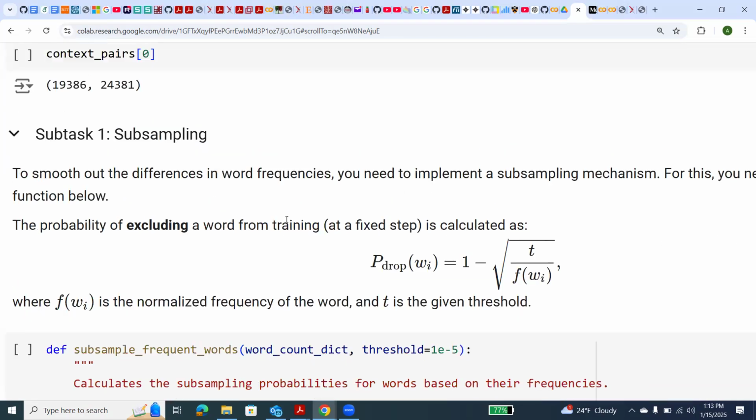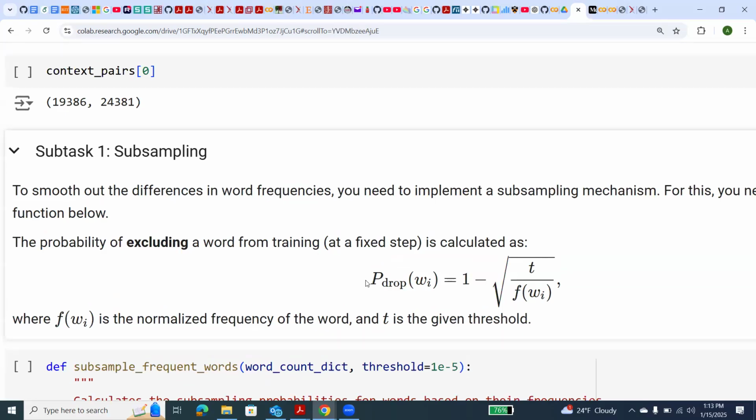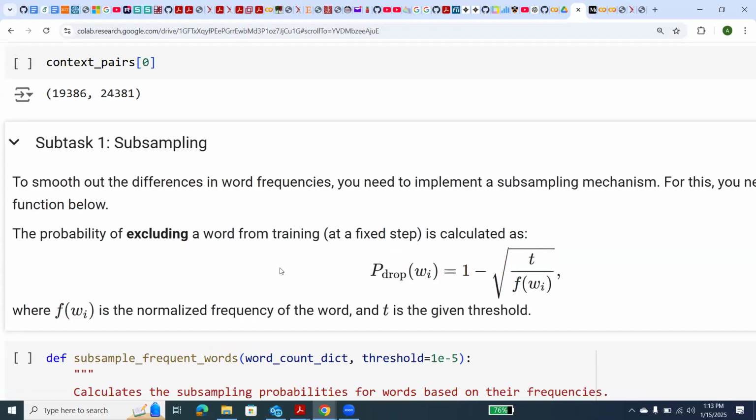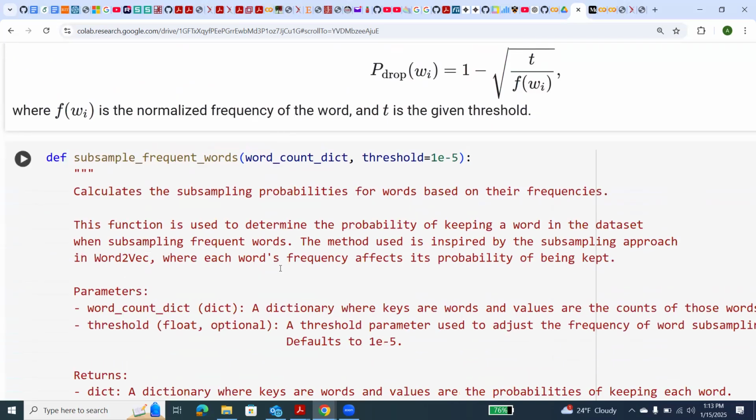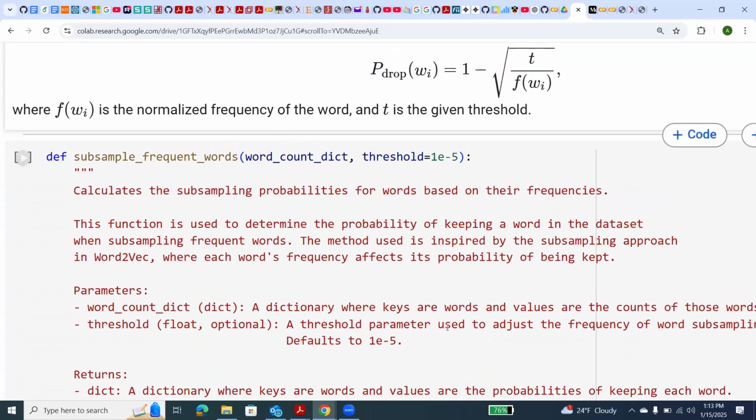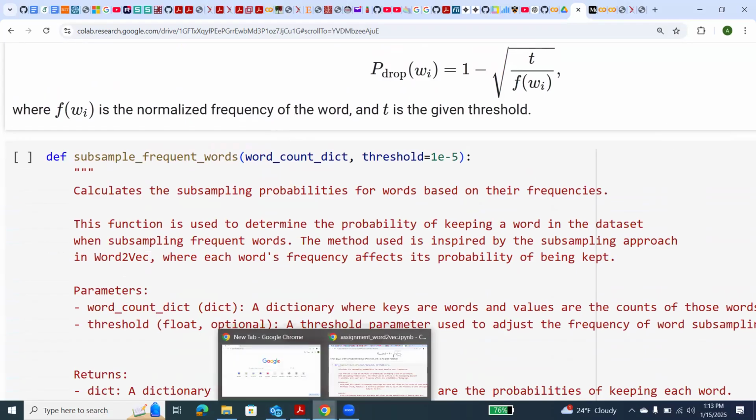And also there is another trick. They drop very frequent words. So, and that's it. So just with these two tricks, you can train word embeddings. Let's go back. Do you have any questions about the model?